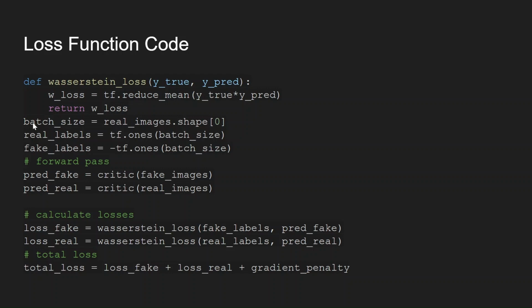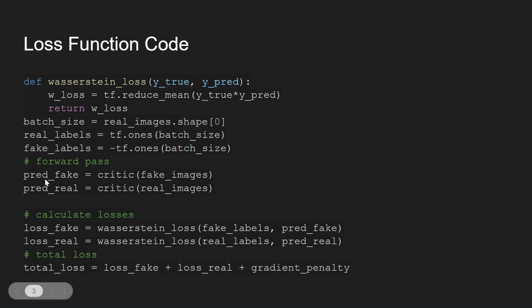Below this function, first of all we need to find the batch size, and then for the real images my values will be positive ones, so tf dot ones, and then batch size. And for the fake images or generated images, I'm going to multiply with negative 1, so that's why I have put this negative sign and then tf dot ones. So this is how I'm going to calculate my real and fake labels.